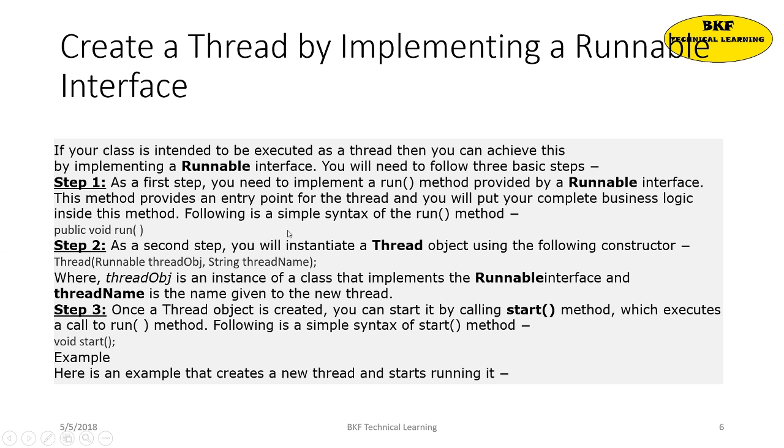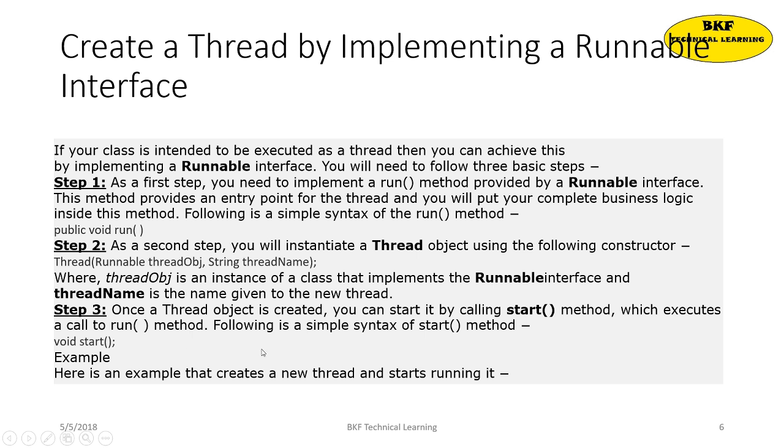Step 2. You'll instantiate a thread object using the following constructor. So this is the constructor. It takes 2 parameters, the runnable object and the thread name, where the runnable object is an instance of a class that implements the runnable interface and thread name is the name given to the new thread. Step 3. Once a thread object is created, you can start it by calling the start method, which executes a call to the run method. Following is a simple syntax of the start method: void start.